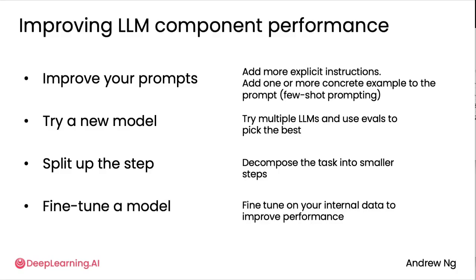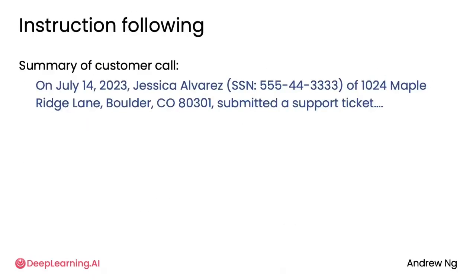So I'd like to share with you some thoughts on how to hone your intuition on what models will work well for your application. Let's illustrate this with an example of using an LLM to follow instructions to remove or to redact PII, or personally identifiable information.